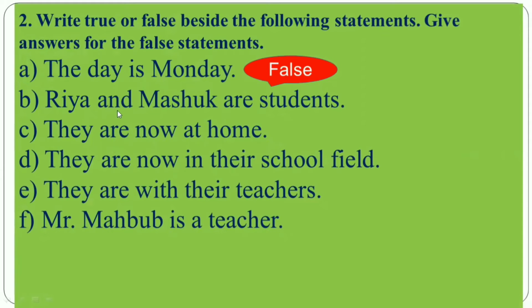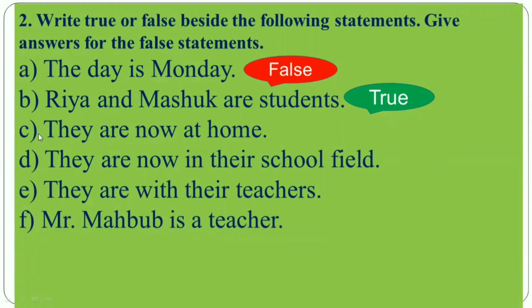Second one, Ria and Masuk are students. So my dear student, here you can see in the passage, we have read that Ria and Masuk are students. In the passage we have seen. So this statement matches with the seen passage. That means from the seen passage, we have seen that Ria and Masuk are students. So this statement will be what? Yes, this statement is true. Thank you, my dear student.